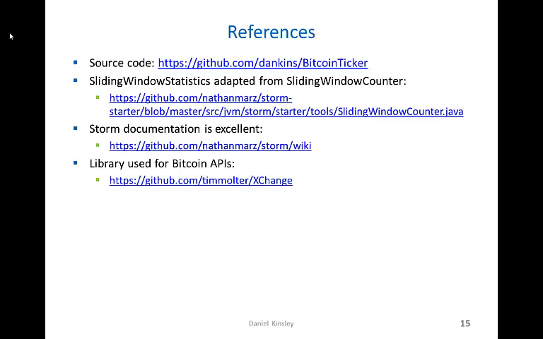So just some housekeeping. The source code is available on GitHub. The key class, the sliding window statistics, was adapted from the Storm Starter project's sliding window counter. Essentially, what that does is you take a key and then maintain a count of how many times it appeared in that rolling window. So I enhanced that to, instead of just the count, do min, max, average, volatility, etc.